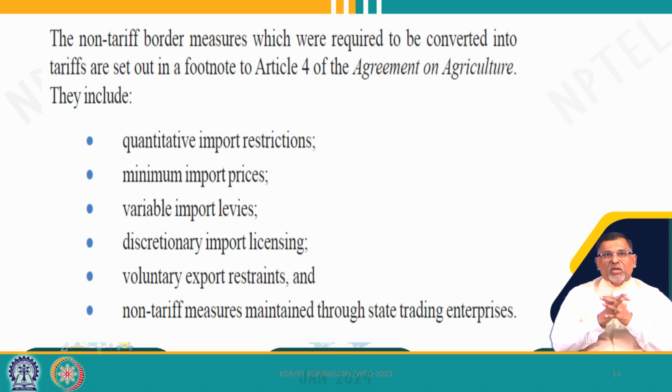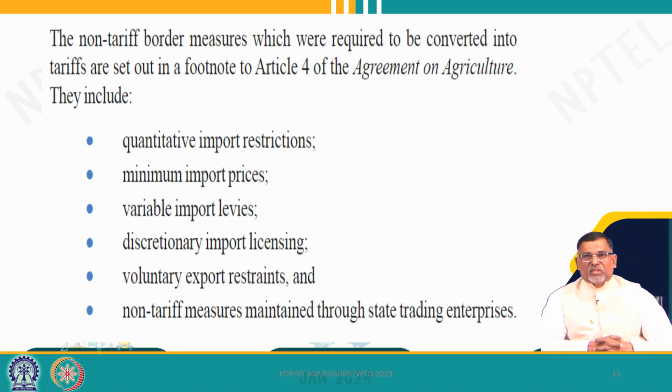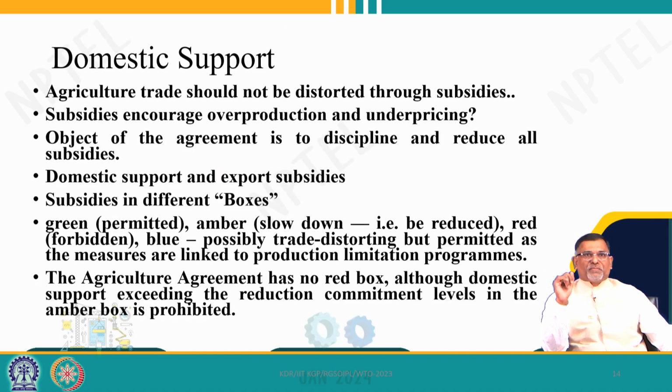For example, quantitative restrictions, minimum import prices, variable import levies, discretionary import licensing, voluntary export restraints, and non-tariff measures maintained by state trading enterprises. For example, in countries like India, state enterprises are only allowed to import certain products, and that is also to be removed. All these are considered to be non-tariff measures which have to be removed in the new agriculture agreement.